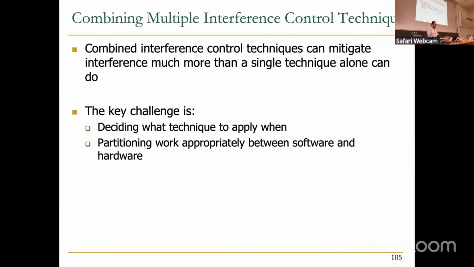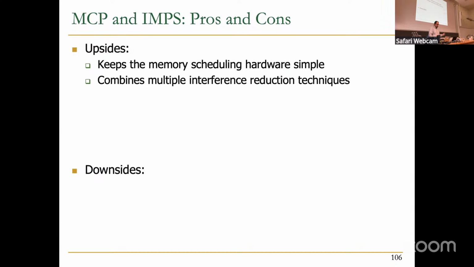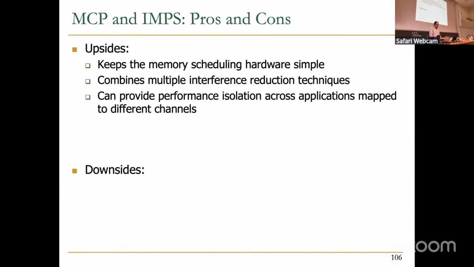So here in memory channel partitioning and also adding this scheduling for the interference aware, that was relatively easy, the way that we discussed it. But that's not easy all the time, how you can combine approaches in the line of smart resources and dumb resources. So these two works, MCP and IMPS, together, they basically keep the memory scheduling hardware simple, and they combine multiple interference reduction techniques and can provide performance isolation across applications mapped to different channels.